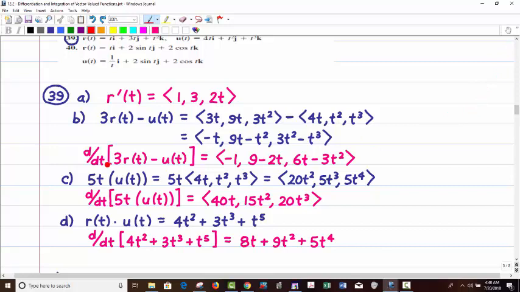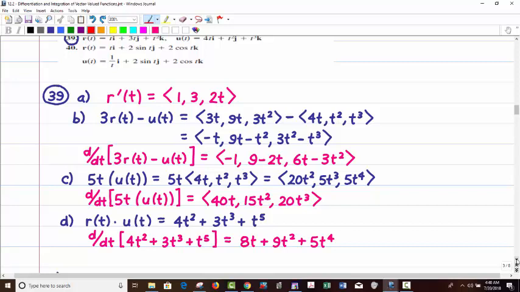Now C says find the derivative of 5t times u of t. So instead of using any kind of rule there, I'm just going to take 5t, multiply it by u of t right there. Then I'll take the derivative. So you can take the 5t and distribute it. So you get 20t squared, 5t cubed, 5t fourth, and then it's easy to take the derivative from there to get this result. Take the derivative of that to get this.